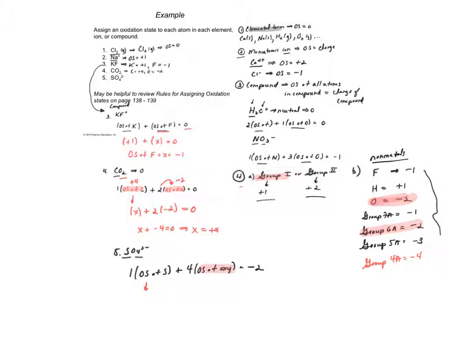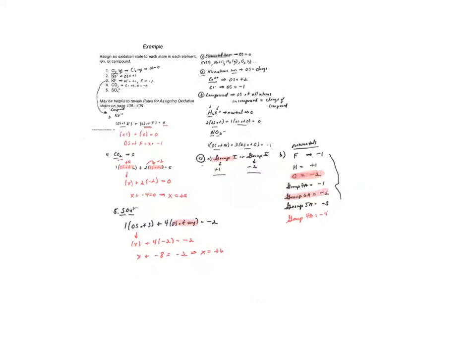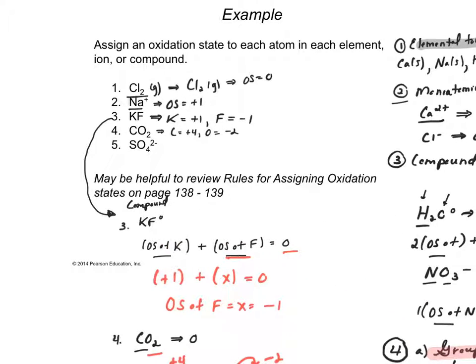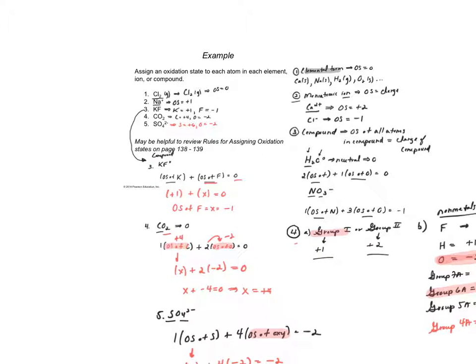And so then again, I'm going to assign this some unknown x, plus 4 times the oxidation state of oxygen, which is a -2, is equal to -2 overall. So x plus a -8 is equal to -2. So x is equal to a positive 6. So in this compound, sulfur is equal to a +6, and then oxygen is equal to a -2. Okay, so that is just a reminder on how to assign oxidation states.